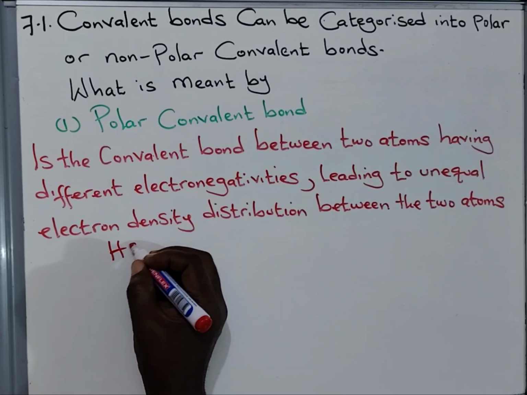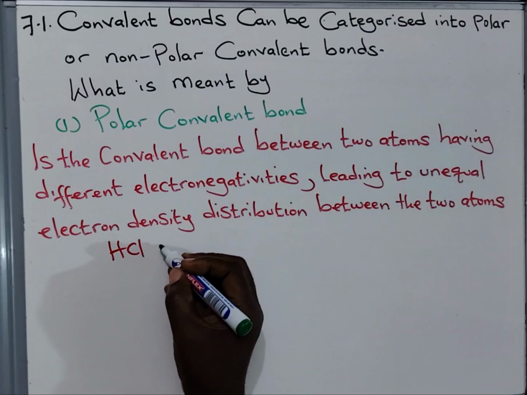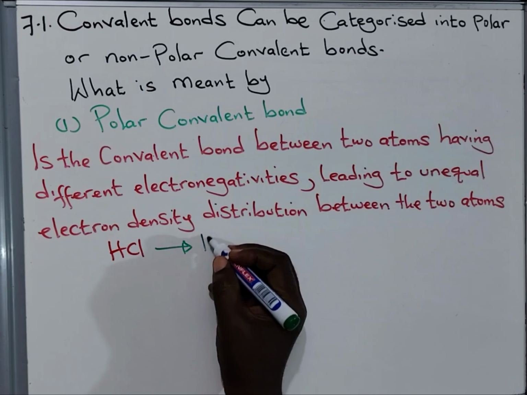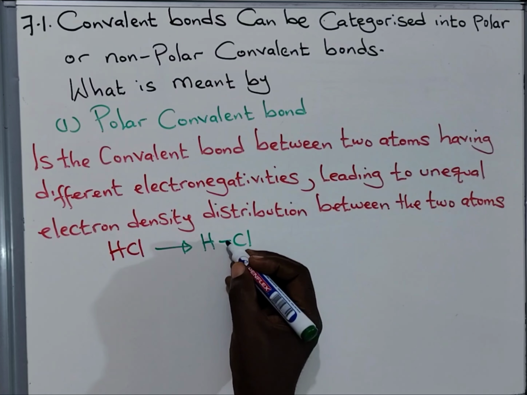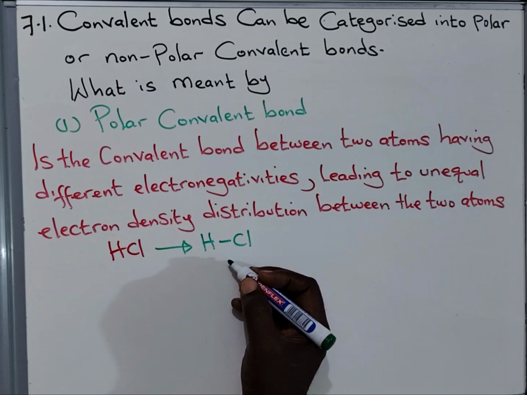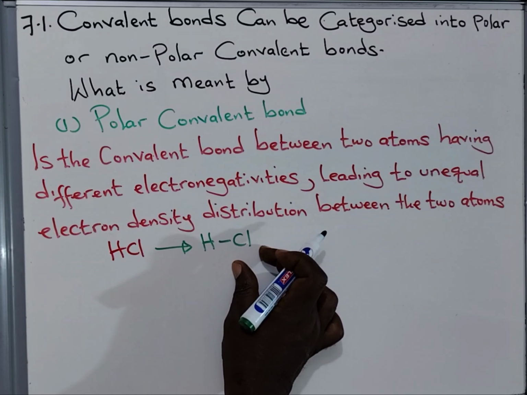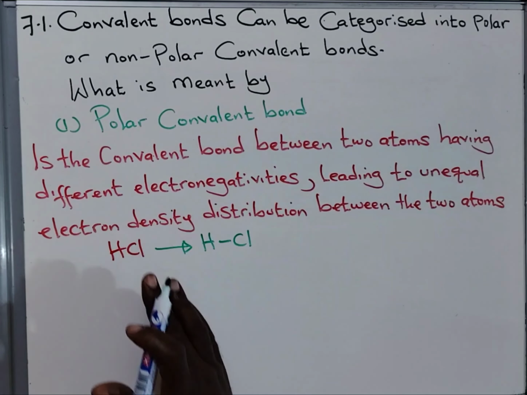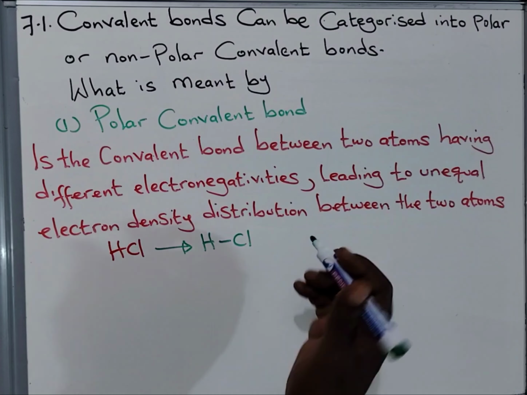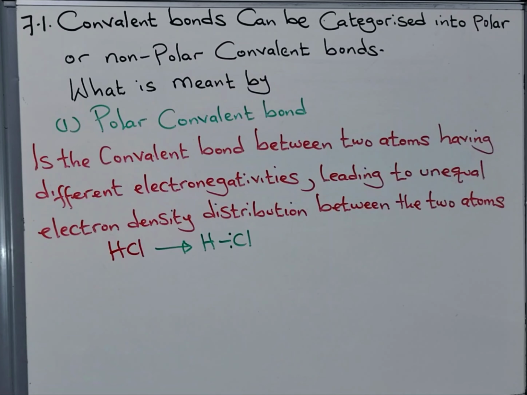The example we can have is hydrogen chloride. When you look at hydrogen chloride, what do we see? We have hydrogen bonded to a chlorine atom. So this bond we are talking about here is polar, because chlorine is more electronegative compared to hydrogen. So there is an unequal distribution of electron density. Electrons will tend to stay closer to chlorine, which is more electronegative.